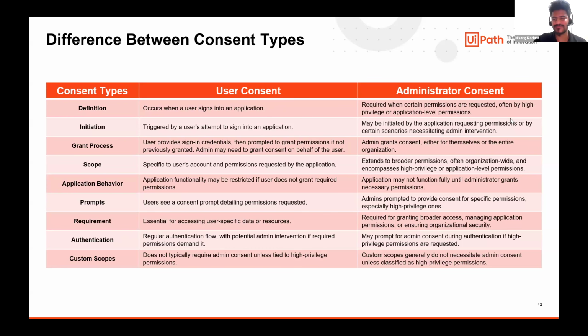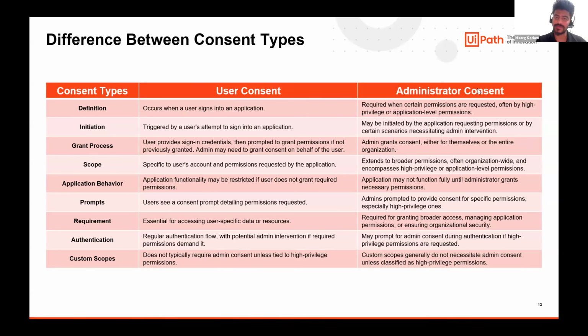Now, what is the grant process for both of them? For user consent, users provide sign-in credentials when prompted to grant the specific permission, and if not previously granted, the admin may need to grant that consent on behalf of the user. With administrator consent, a simple admin has to grant the permissions, and that's all. It then works for the whole organization. There are various differences that come across when you use consent. The most important of them is the actual requirement of the consent. User consent is essential when you are accessing user-specific data or a user-specific resource.